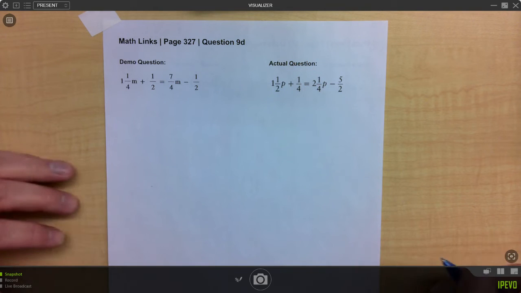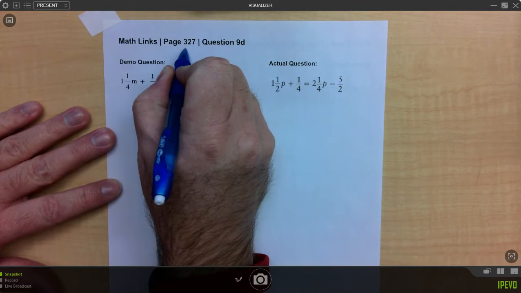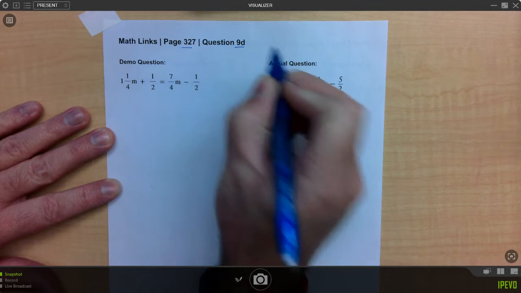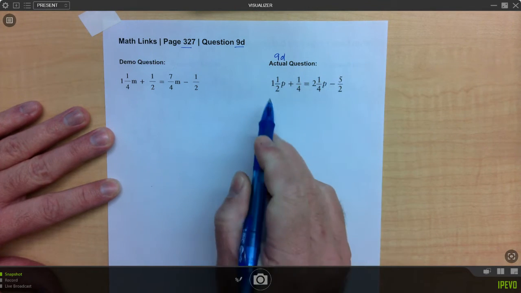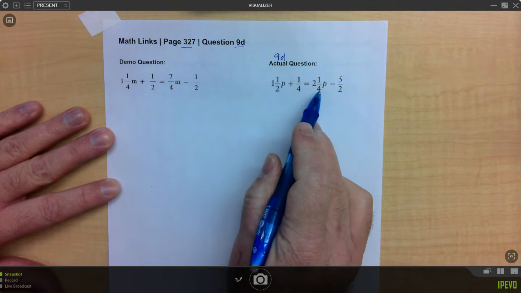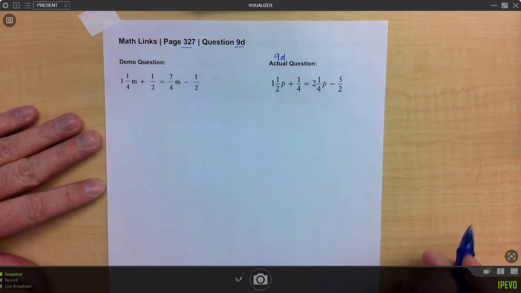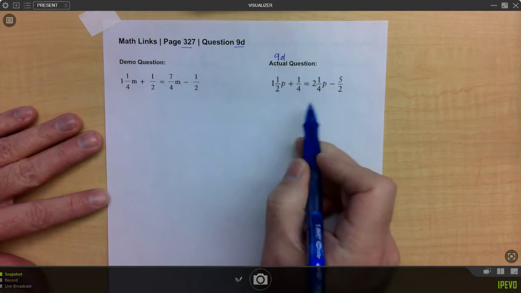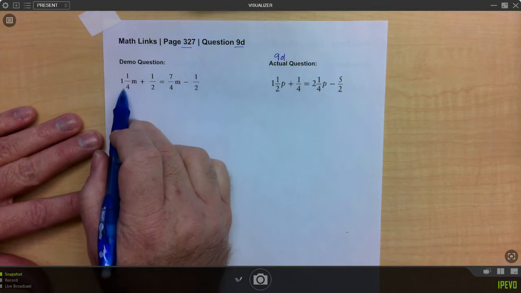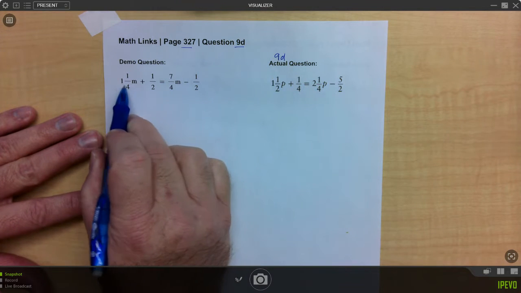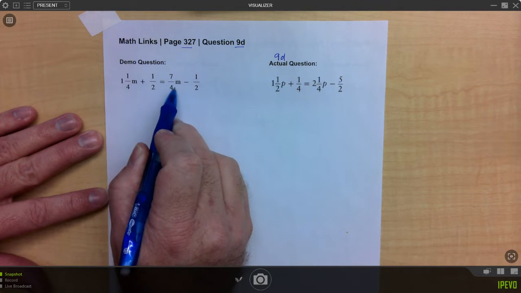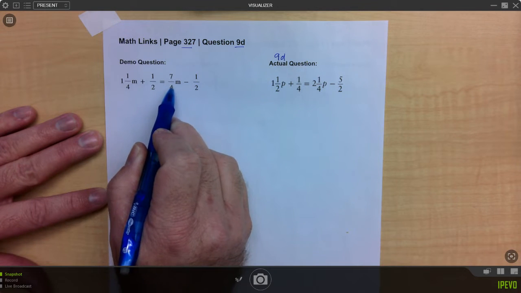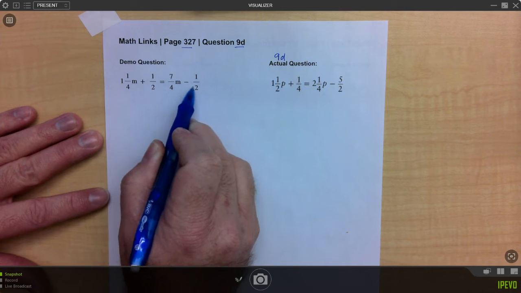Let's dive into this. This one is from page 327. This is question 9D. The actual 9D question reads 1.5p plus 1/4 equals 2.25p plus 5/2. I'm not going to solve this question for you, but I will solve something similar. I've got 1.25m plus 1/2 equals 7/4m minus 1/2.